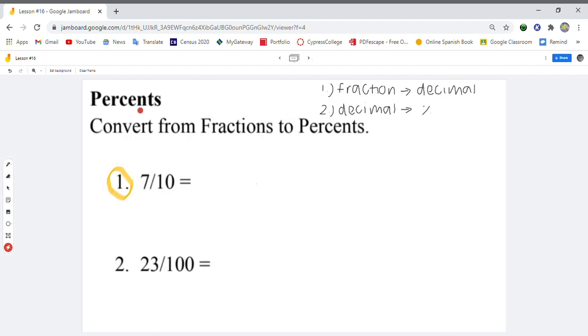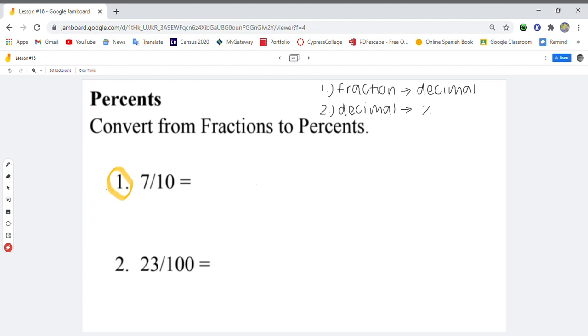The third section, it will be converting. Oh, it looks like this is the fourth section. My bad. This is percent. And we're going to be converting from fractions to percent. And there's 2 steps to this, actually. The first step is converting the fraction to a decimal. And then from there, we can convert the decimal to a percent.